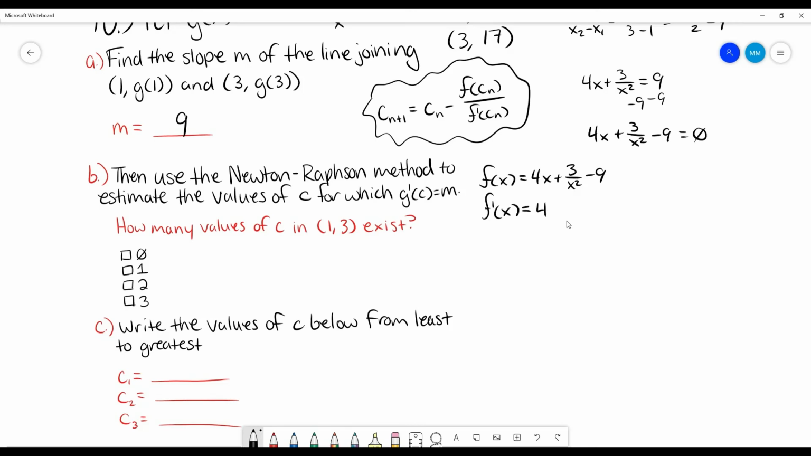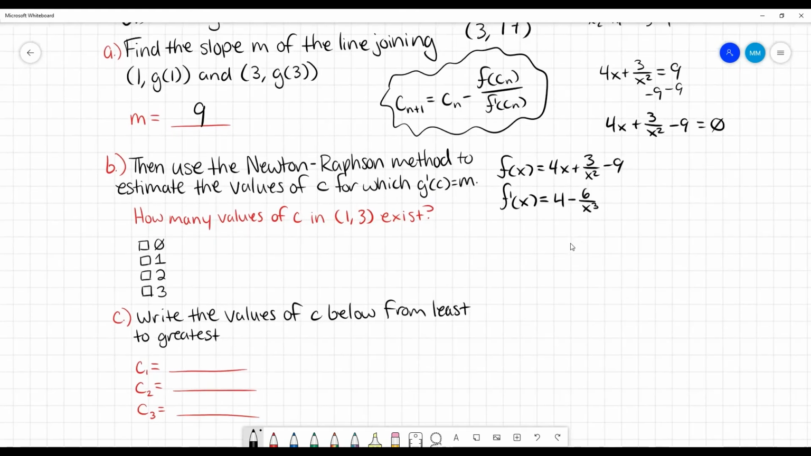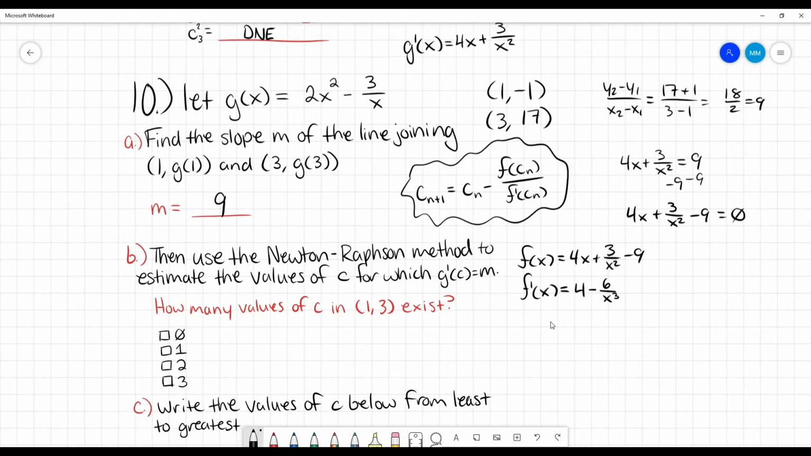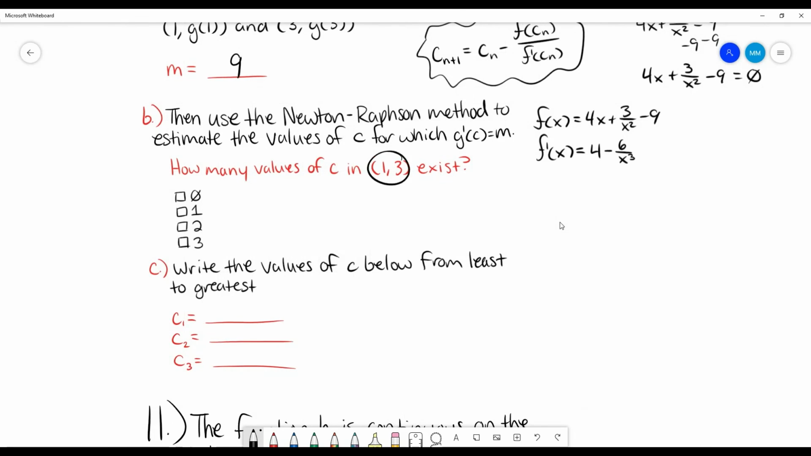And now we need the derivative of that for our Newton-Raphson method. That's going to be 4, that's going to be minus 6 over x cubed. That's that. So now I'm just going to start at either end of my interval and work my way until I get to a point where I get two results that are identical in my calculator. Remember that for homework, we want our calculator to be printing at least 10 digits so that we can get as exact as possible.